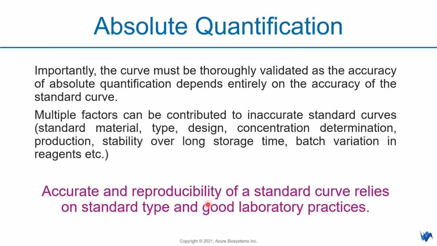Accuracy and reproducibility of a standard curve rely on standard type and also good lab practices. Good lab practices here means you have proper documentation, proper pipetting skills, everything is according to plan, proper calculation and preparation, and optimization beforehand. So there's a lot of things to do here. qPCR is a very sensitive technique. If any one thing is not working right, your whole qPCR data will be messed up. For example, if you have contamination, then you need to eliminate the contamination.